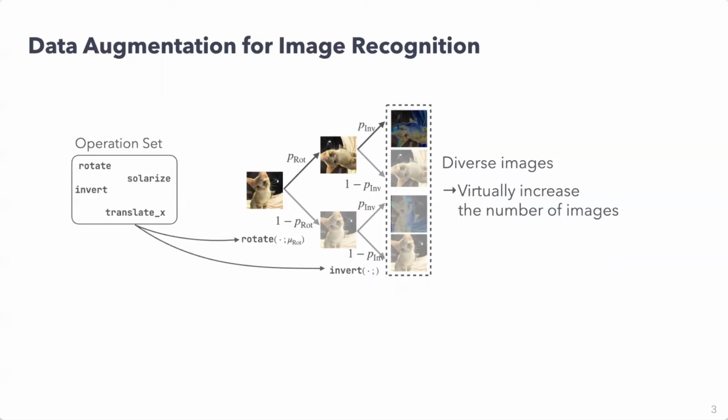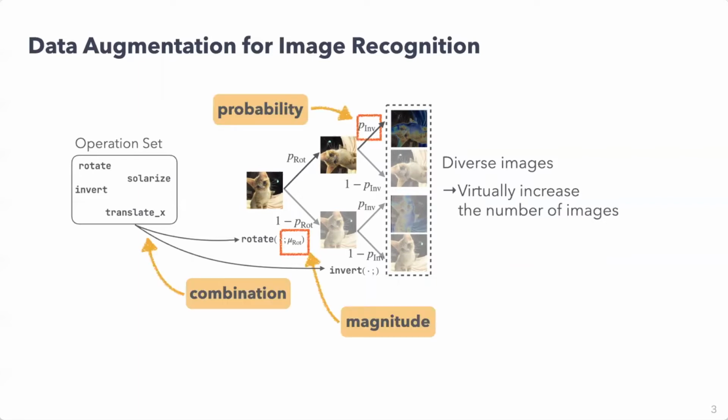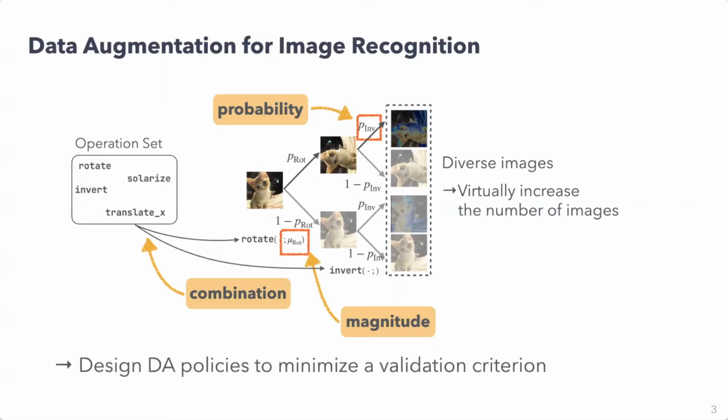Here, we find some parameters. Probability, that is how often we apply the operation, and magnitude, that is the degree of strength to apply the operation, and combination, that is which operations we apply to images. So we want to design a data augmentation policy that minimizes validation criterion by tuning these parameters.